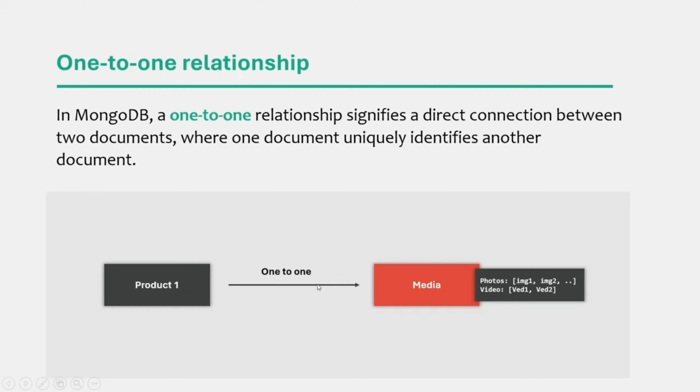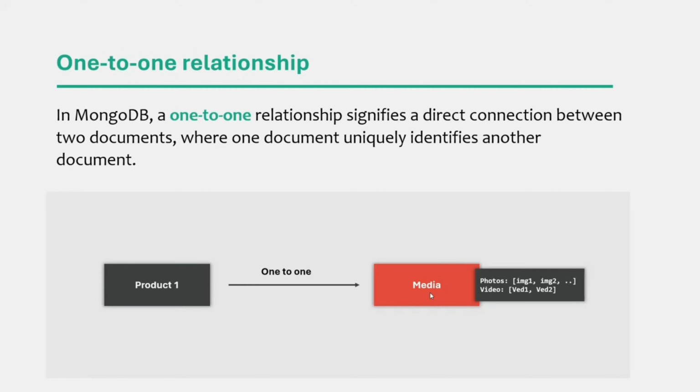So I hope with these two examples, now you understand what we mean by one-to-one relationship. In a one-to-one relationship, one document uniquely identifies the other document. And that's what we have here. This product is uniquely identifying the media document. Each product is going to have a unique media. In the same way, each customer is going to have a unique primary contact. Alright, so now we know what is one-to-one relationship.